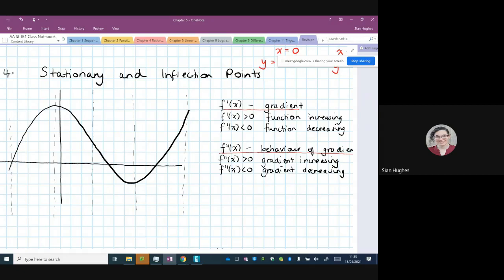You can think of the second derivative as being the behavior of your gradient. If your second derivative is positive, then your gradient is increasing. That means the line of your graph is getting steeper, but it's still positive. And when the second derivative is negative, it means your gradient is decreasing. So the line is getting less steep, the gradient is going down.